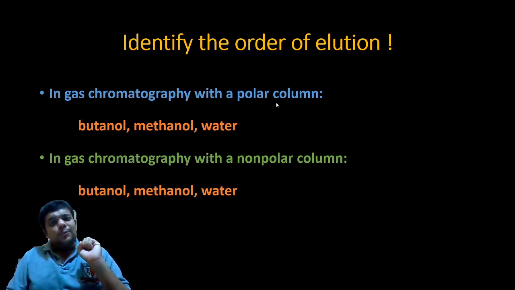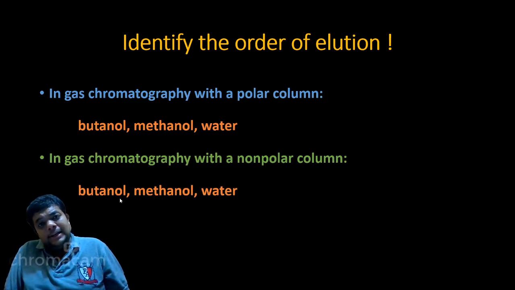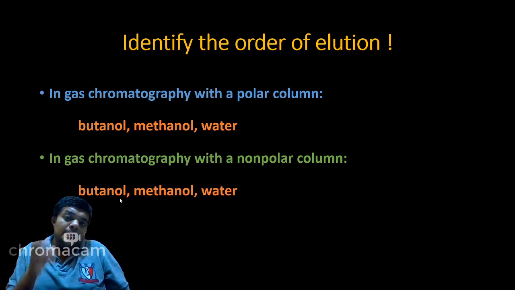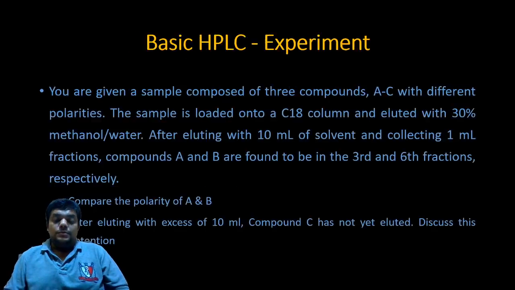As the column is polar, water will come out last. It will be retarded the most. Whereas over here, as the column is non-polar, water will come out first and butanol is retarded the most. So this is how the small things that we have learned in chromatography over all these days will help us elucidate even the nature of chemical compounds.